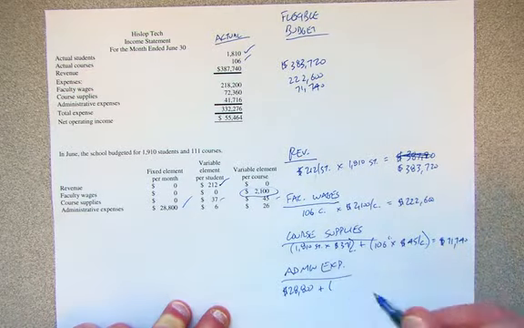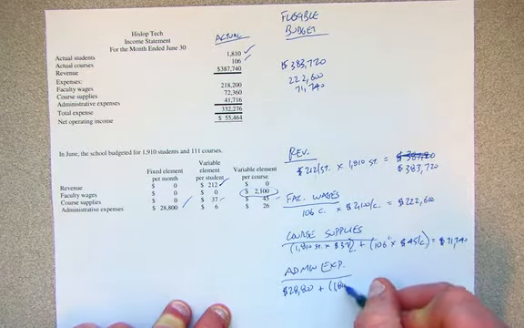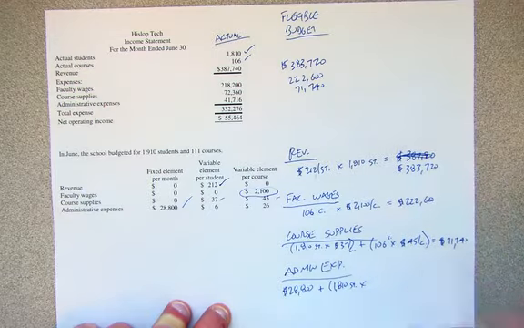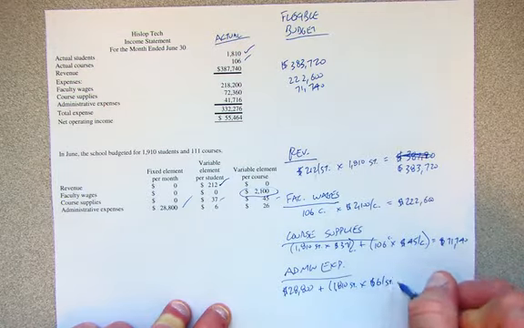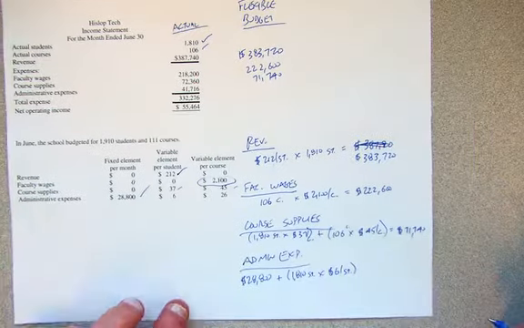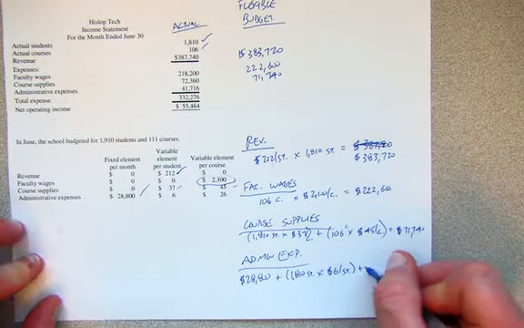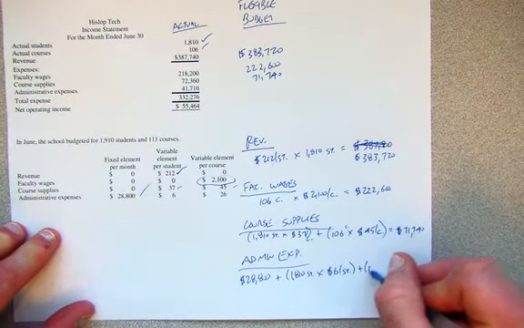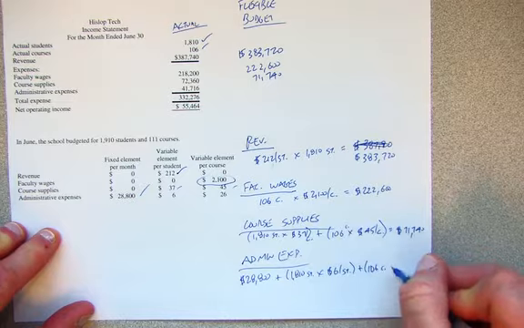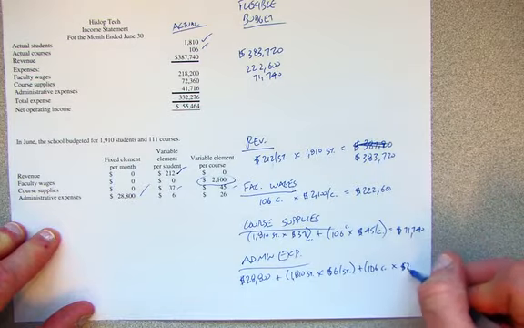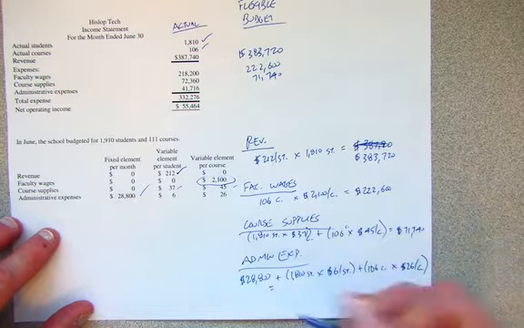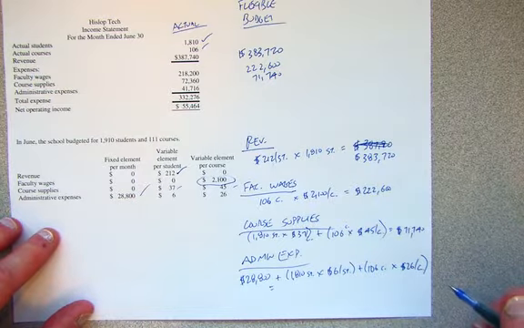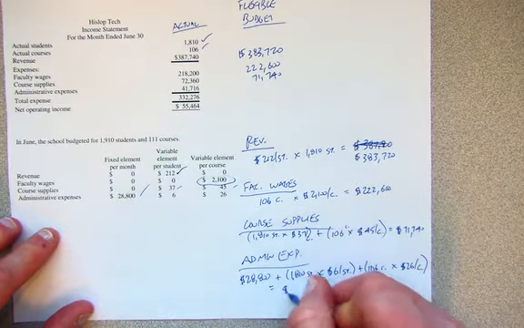We're going to have 1,810 students multiplied by $6 per student. We're also going to have, what do we see here, 106 courses times $26 per course. Okay. And when all is said and done, that is going to come out to be $42,416.